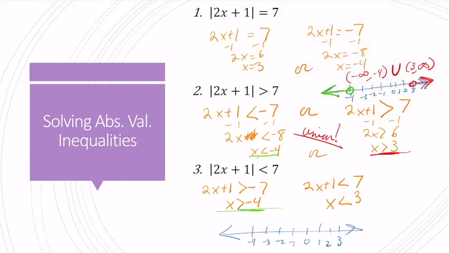In green, I'm going to plot x is greater than negative 4. Negative 4 is not included. Everything to the right is. And then in red, I'm going to plot x is less than 3. 3 is not included, but everything to the left is.